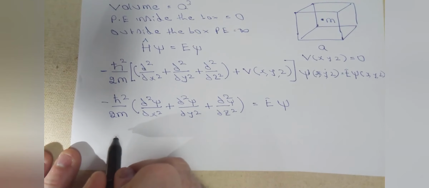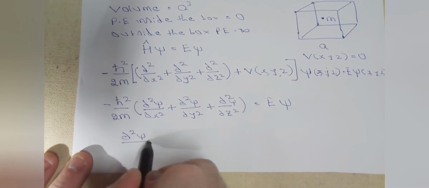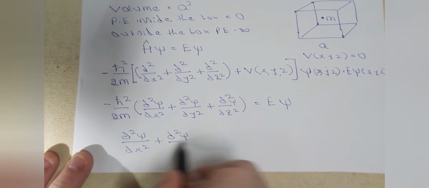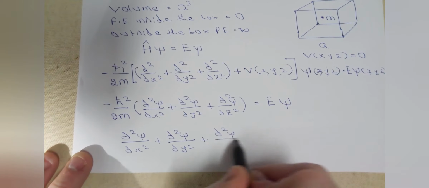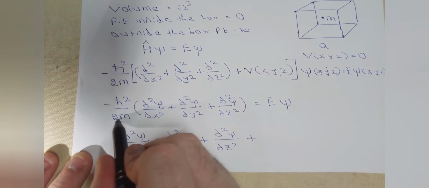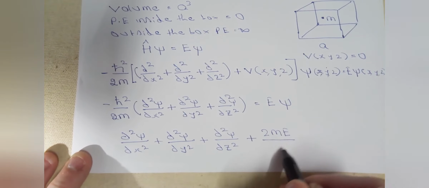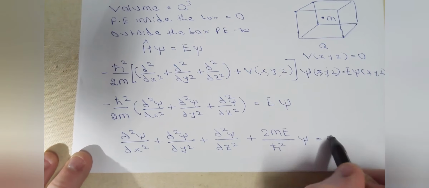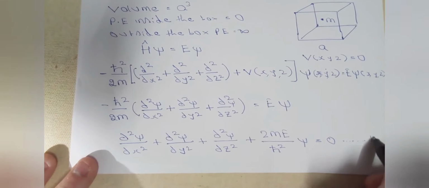Now by rearranging this, we have dou square xi by dou x square plus dou square xi by dou y square plus dou square xi by dou z square, plus 2mE divided by h cross square into xi is equal to 0. So this is one equation, and let this be equation 1.